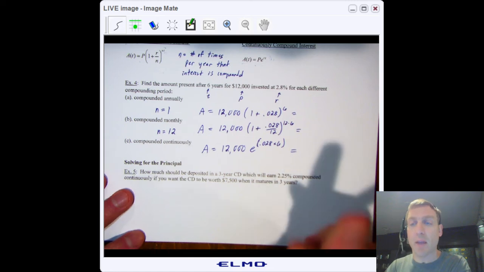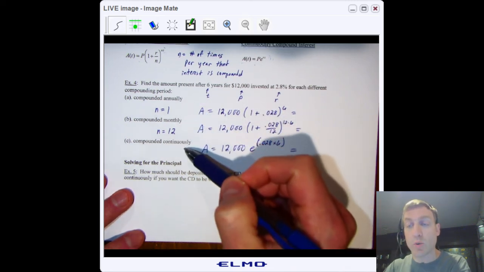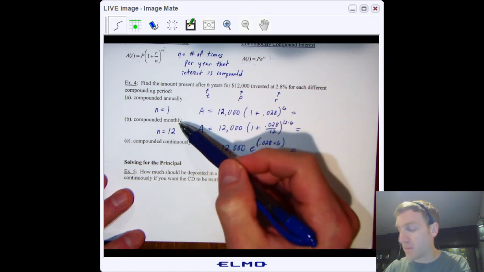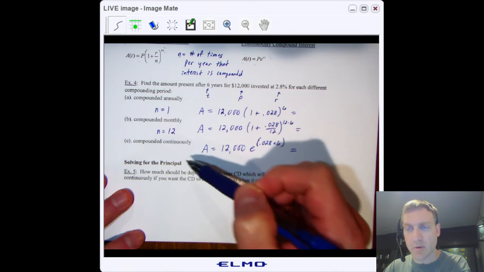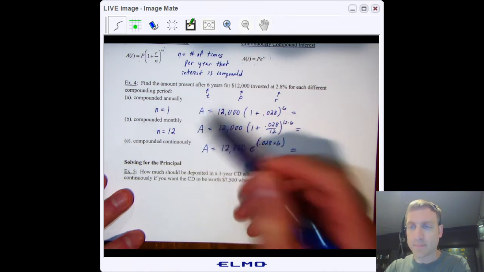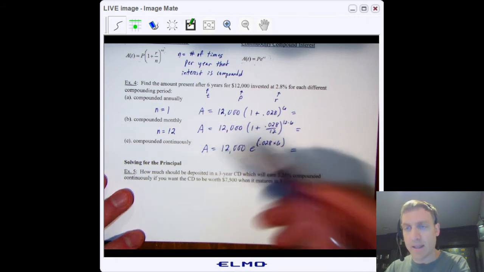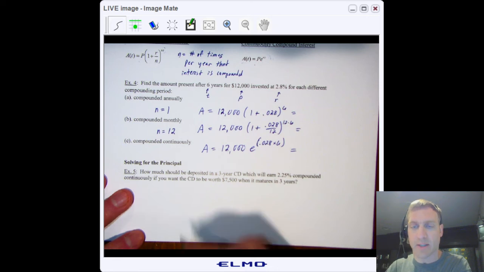But before you type it in, I want you to think about it. Think about these three cases. Which one do you think will give you the most money when you're done? Compounded annually, compounded monthly, or compounded continuously? So ask yourself that first. Which one's going to give you the most money? And do you think it'll be a large difference or a small difference? Okay, and then I'll give you a moment to type those in your calculator. So pause the video, do that, and come back and check your answers with me.